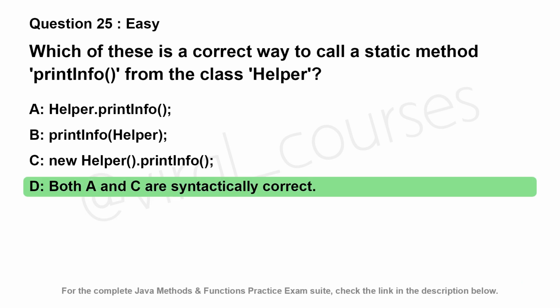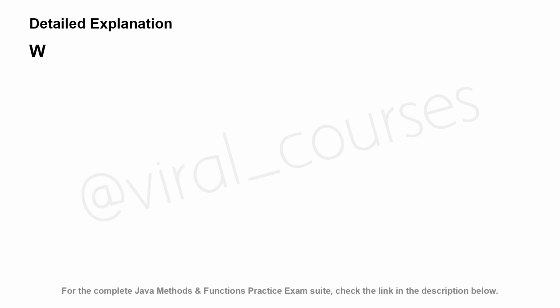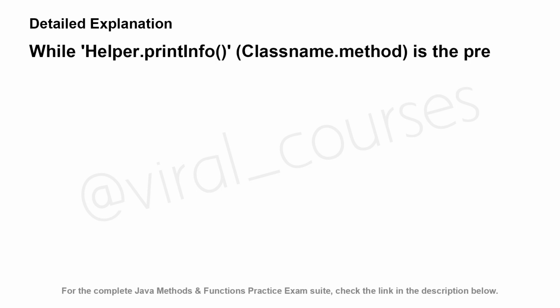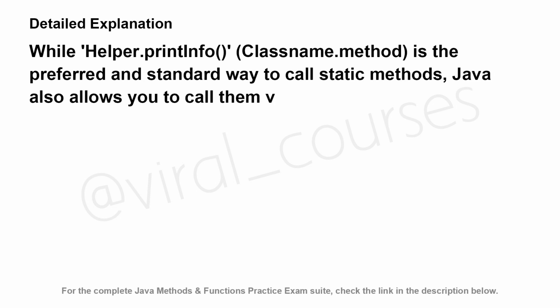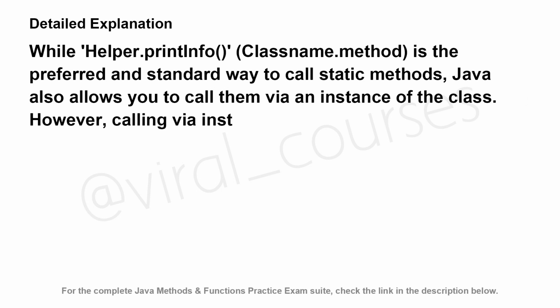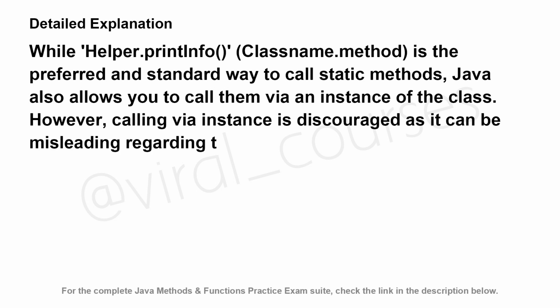The correct answer is D. While Helper.printInfo, class name, method, is the preferred and standard way to call static methods, Java also allows you to call them via an instance of the class. However, calling via instance is discouraged as it can be misleading regarding the method's static nature.